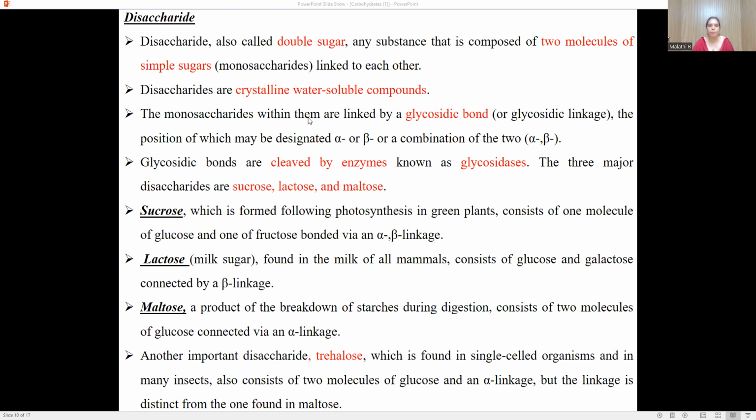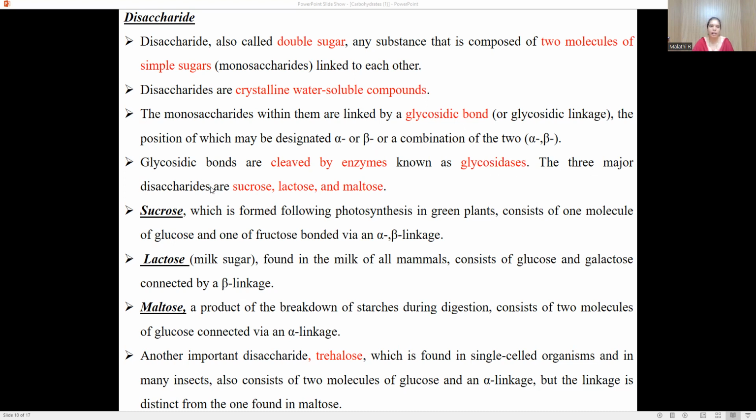So two monosaccharides will be linked with a glycosidic bond, usually in the position of alpha 1,4 or alpha 1,6 or beta 1,4 or beta 1,6 linkage. These linkages are used to make disaccharides. This glycosidic bond can be cleaved only by glycosidase enzymes. Different glycosidase enzymes cleave this glycosidic bond to yield the respective monosaccharides.